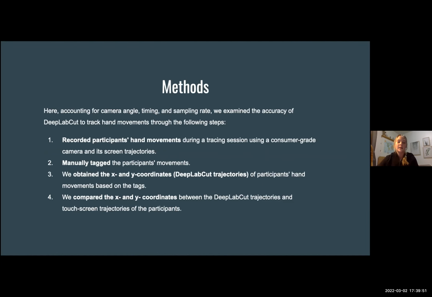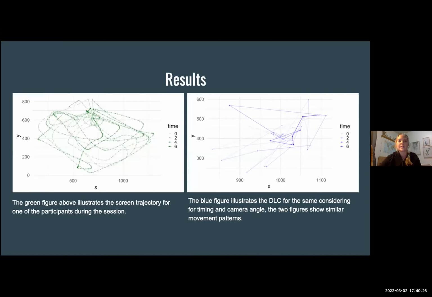So our methods included recording participants' hand movement during a tracing session with a consumer-grade camera, which was our GoPro, and its screen trajectories. Then we manually tag the participants' movements using the DeepLabCut software. Next, we obtain the X and Y coordinates of the participants' hand movements based on the tags. And finally, we compared these coordinates to the DeepLabCut trajectories and the touchscreen ones. Next, I'll hand it over to Nadine to share the results.